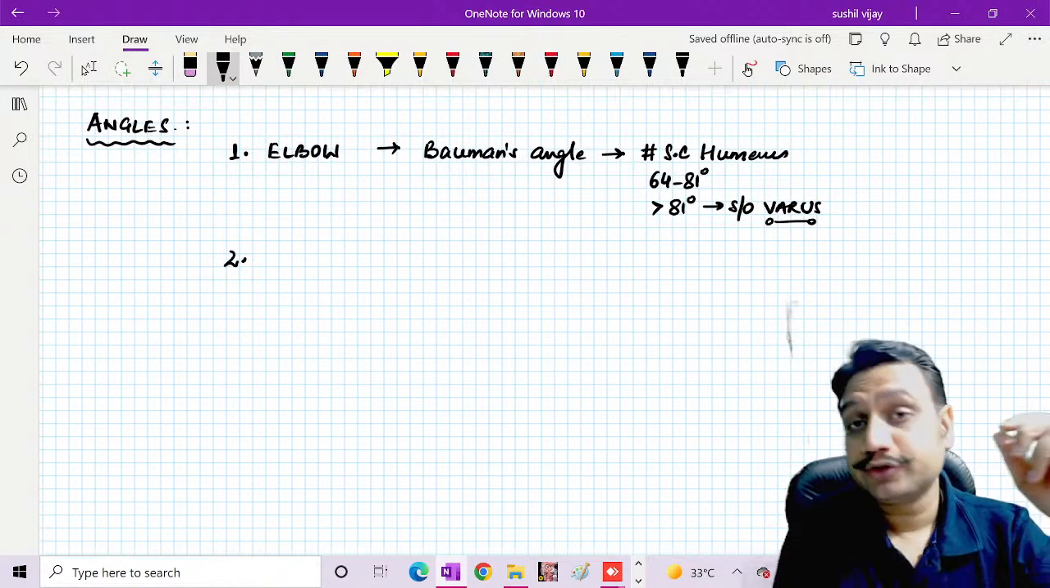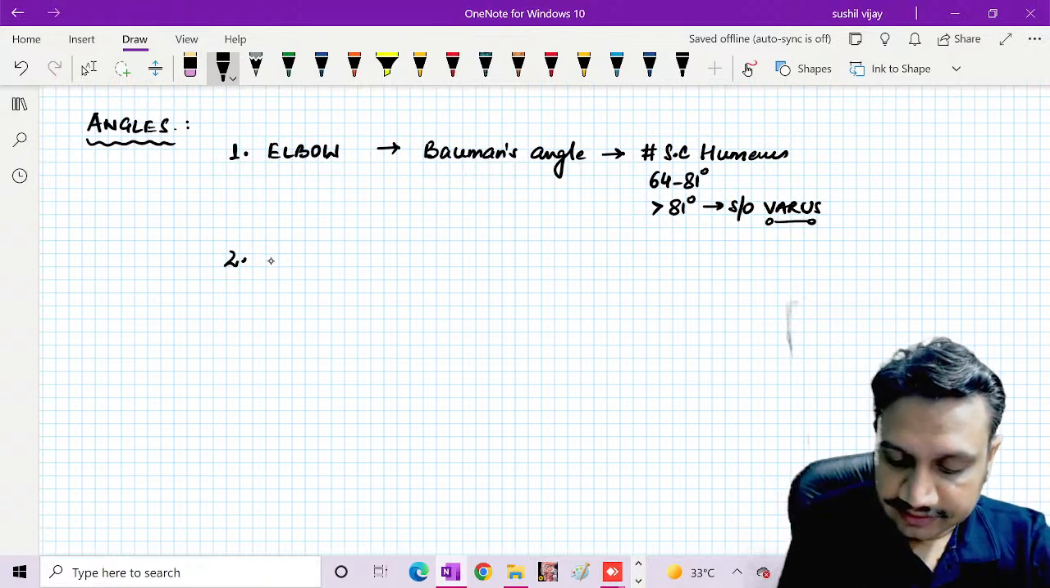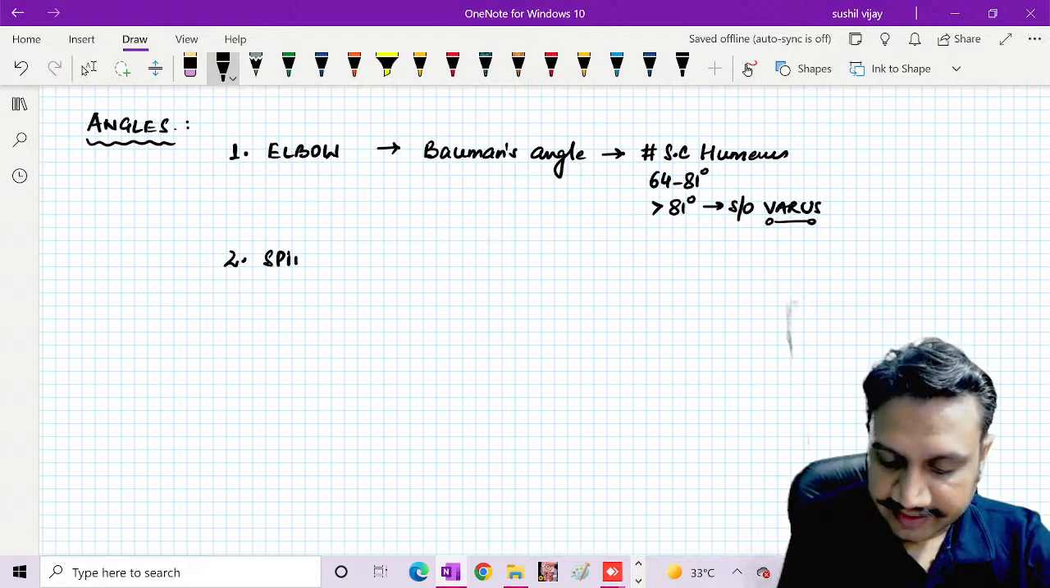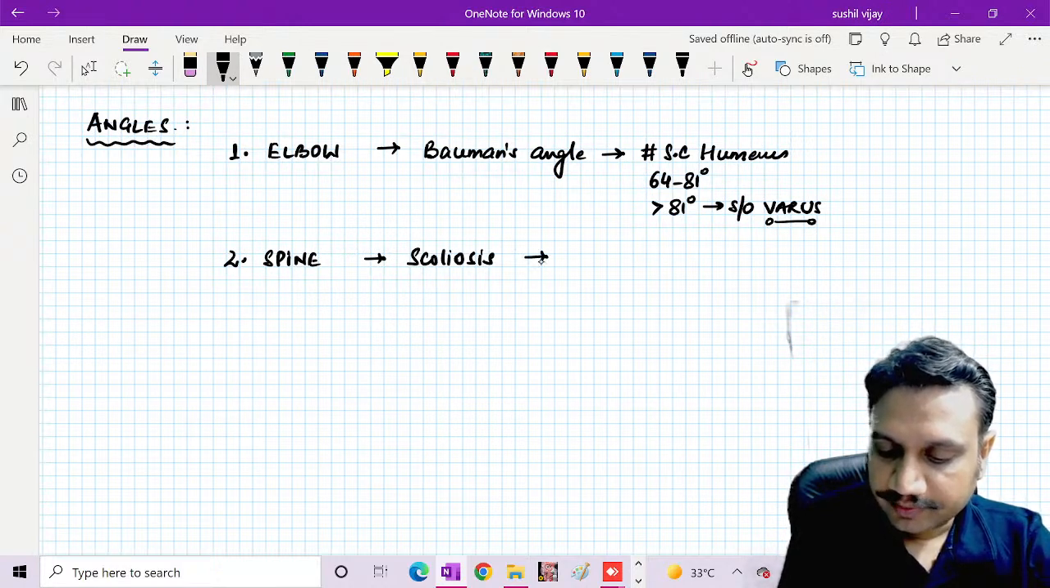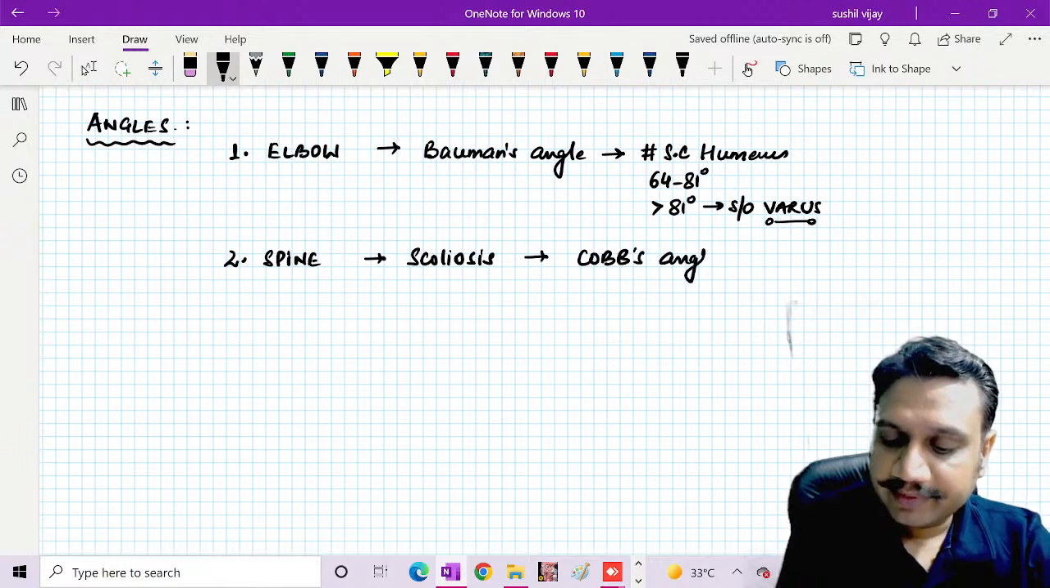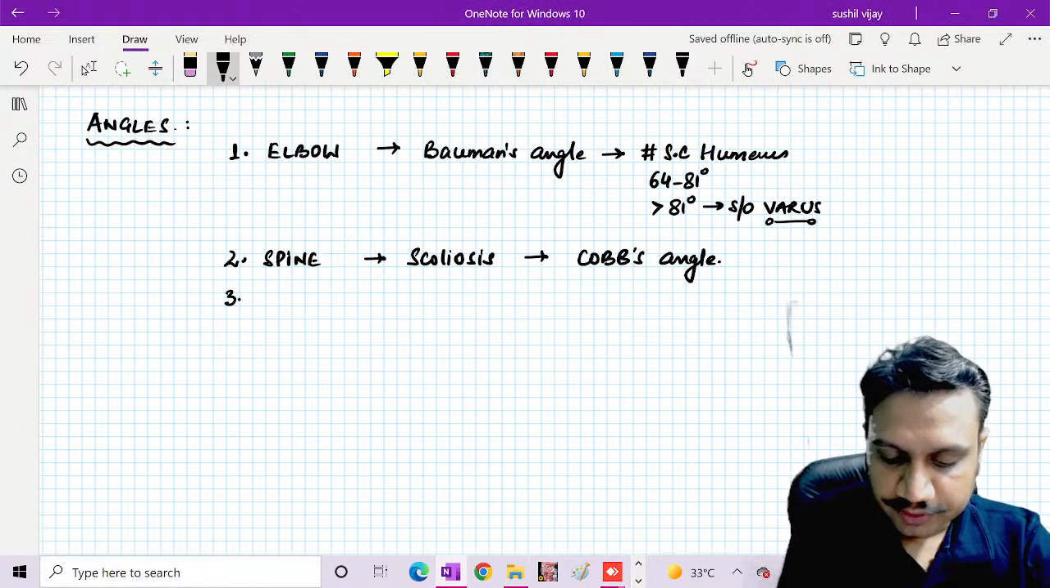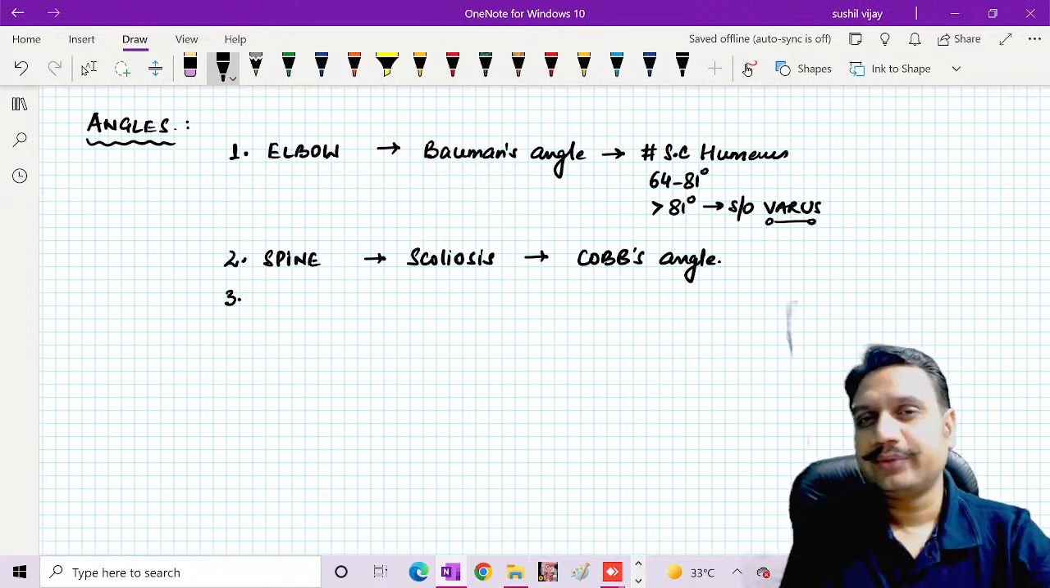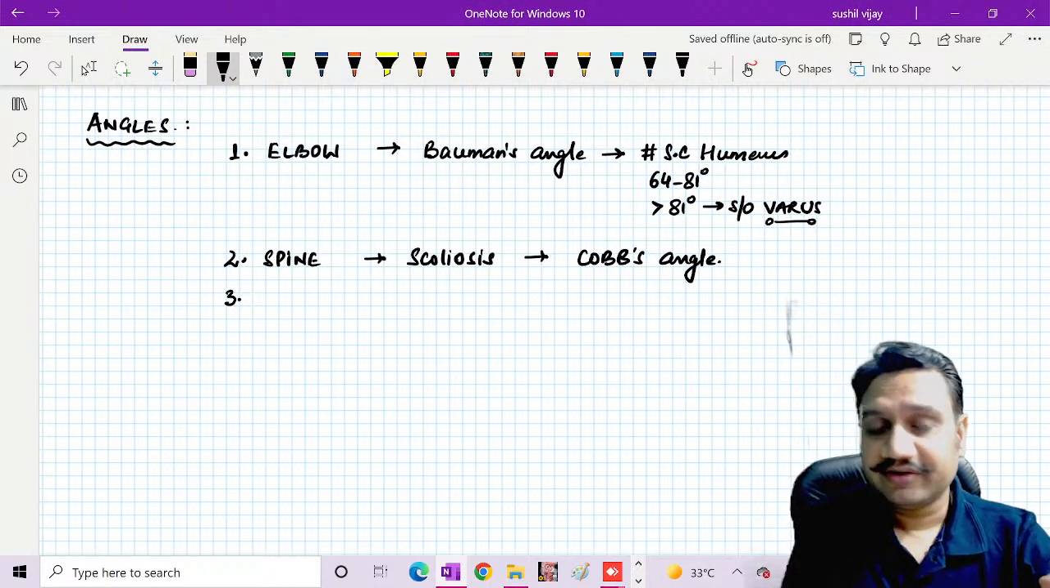The second angle that you should remember is the angle around the spine, the vertebra basically. What condition? Scoliosis. What angle do we talk about there? The Cobb's angle. Please do remember it had already been asked as an image based question in the previous years, 2020-21. So you should be aware of that.